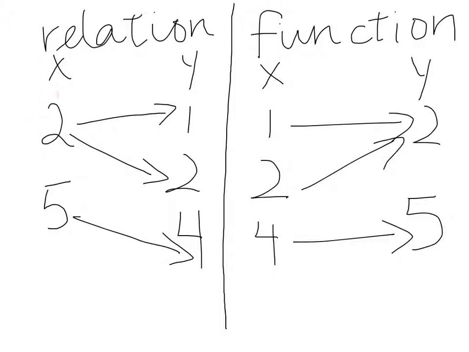Whereas here, this x goes to both 1 and 2. Even though x1 and x2 both go to y being 2, it's different because they're two different x's. Two different x's can have the same y, however, the same x cannot have two different y's.